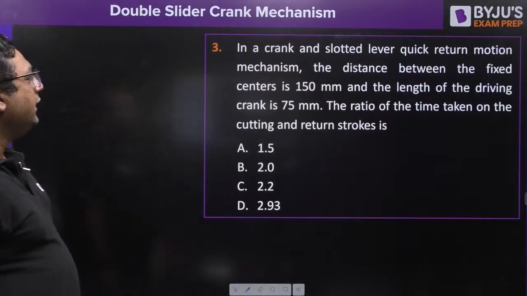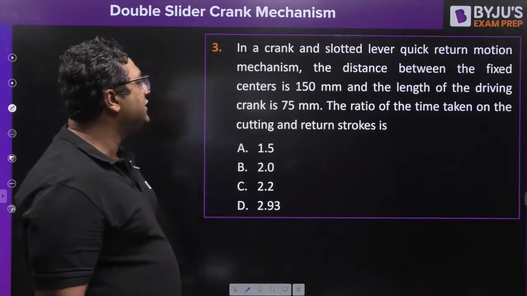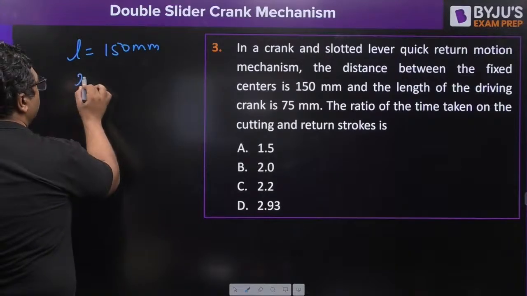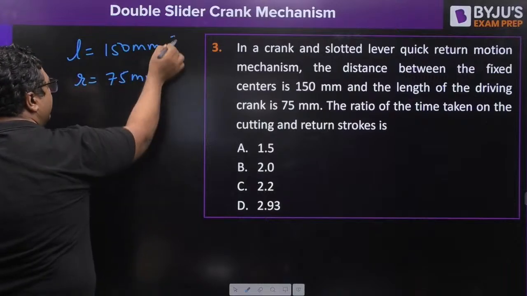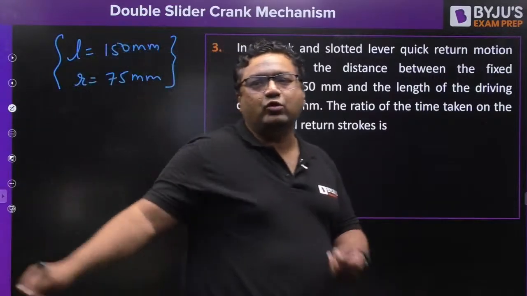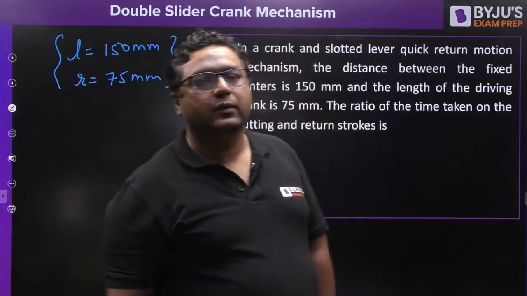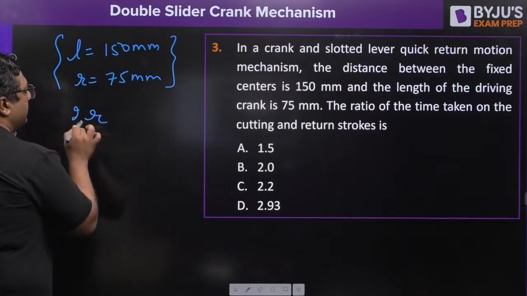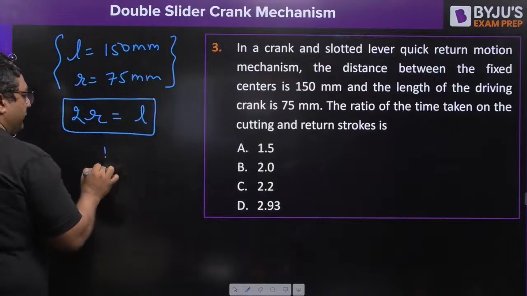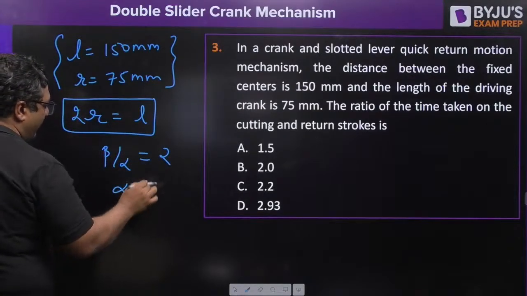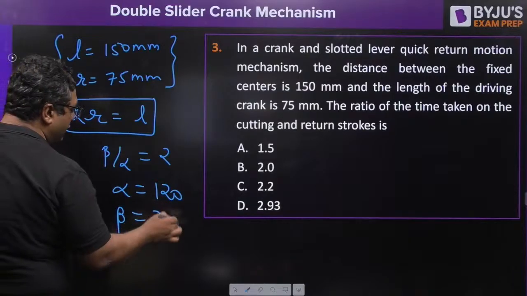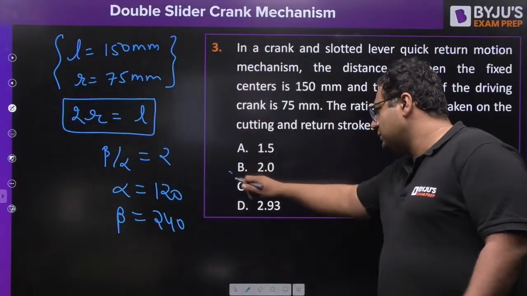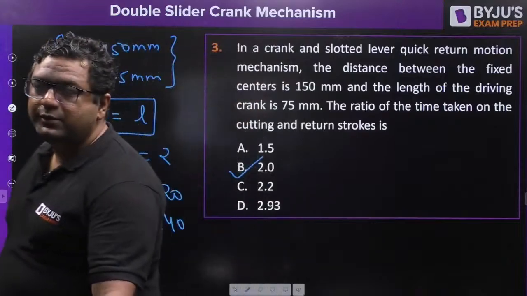Next question. In a crank and slotted lever quick return motion mechanism, the distance between the fixed centers is 150, length of driving crank is 75 mm. It is a very easy question. I feel anybody can answer it without solving. This is also a shortcut. When you get R like this, beta by alpha is 2, alpha 120, beta 240. It is very simple, and this case has been asked many times. So the answer is straight away B. There is no problem in that.